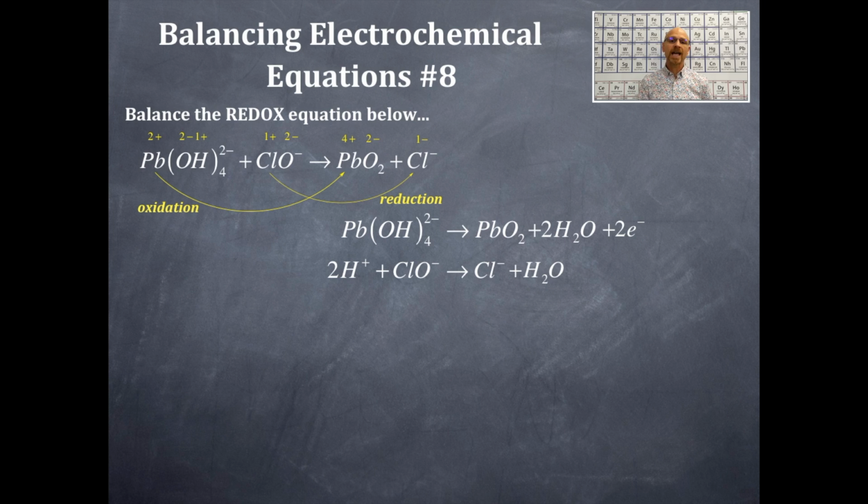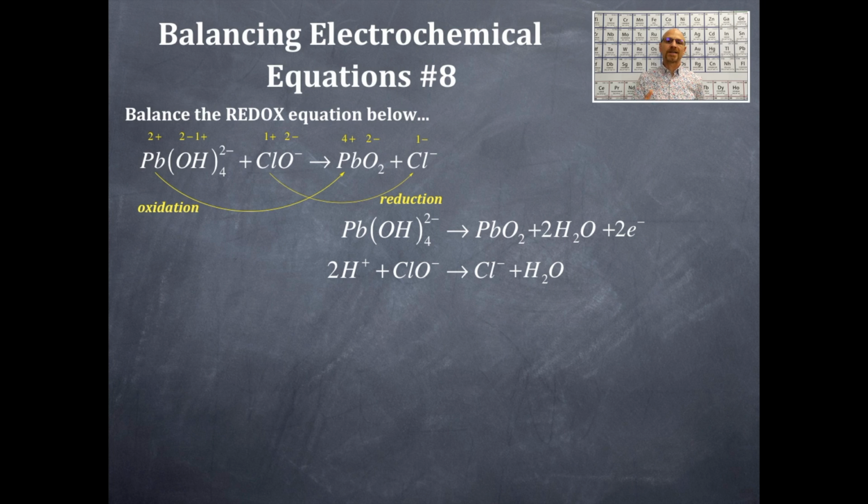Okay? And I do know that this is in a basic solution because either 1, it was stated, or 2, if you look at that complex ion, those are hydroxides there. And when you have transition metal cations like that lead, that plumbus, with the hydroxide as that complex ion, more than likely it's going to be in a basic solution. So here's how we balance it in basic solution.